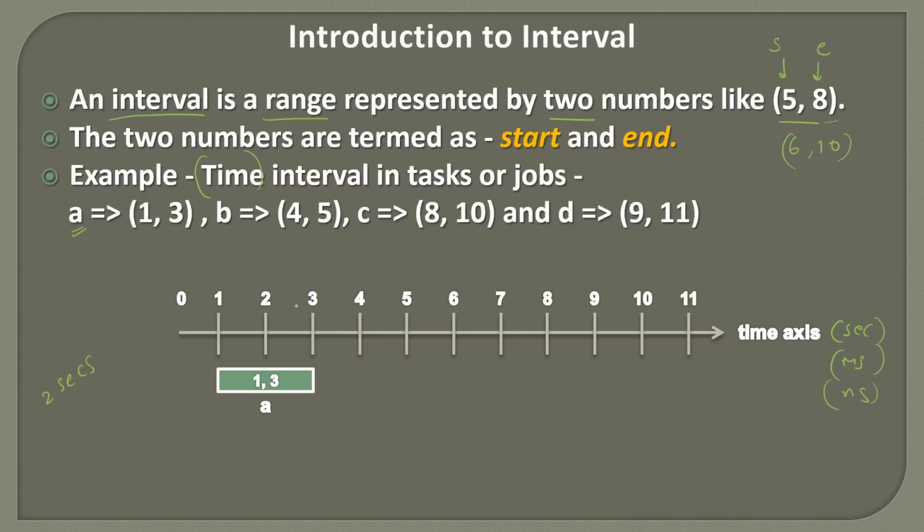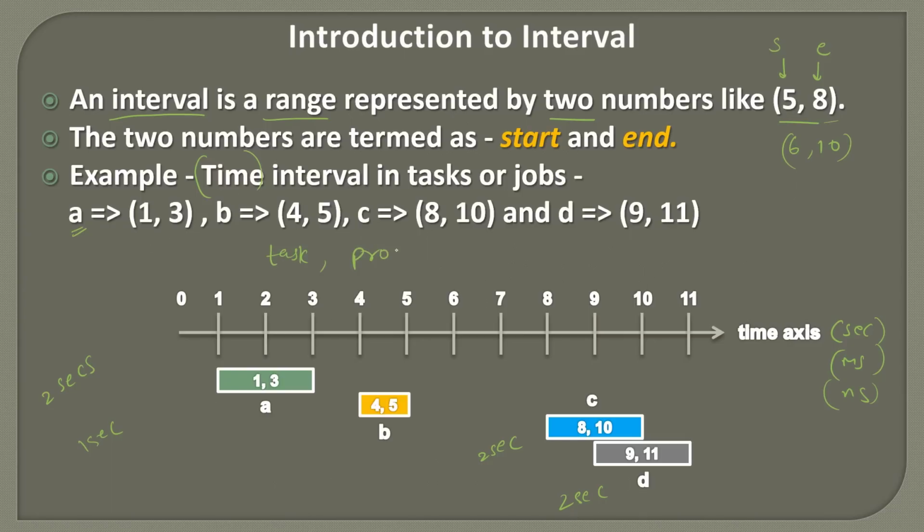From 1 to 3. If we plot B, it starts at 4 and ends at 5, so it takes 1 second. If we plot C, the start is 8 and the end is 10, so it takes 2 seconds to complete. And if we plot D, it starts at 9 and ends at 11, so it also takes 2 seconds. Usually these time intervals represent a range, let's say for a task or a process. And mostly the coding interview problems are given with these intervals.